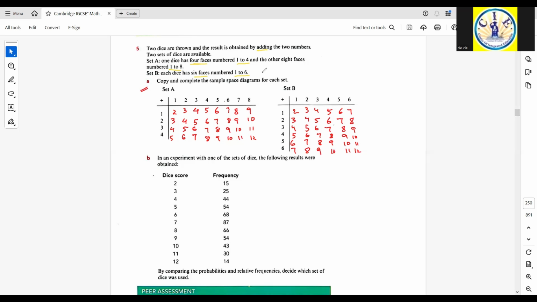Copy and complete the sample space diagrams for each set, we have done. Okay, in part B now. In an experiment with one of the sets of dice, the following results were obtained. Dice score and then frequency. For 2, 2 is occurring 15 times. 3 is occurring 25 times. And so on. By comparing the probabilities and relative frequencies, decide which set of dice was used.